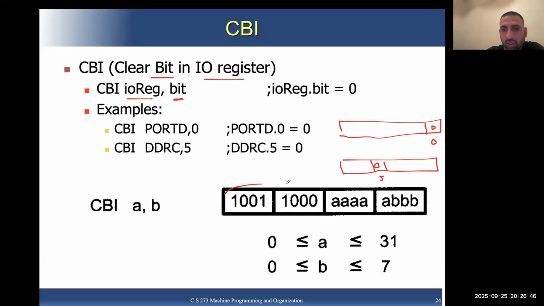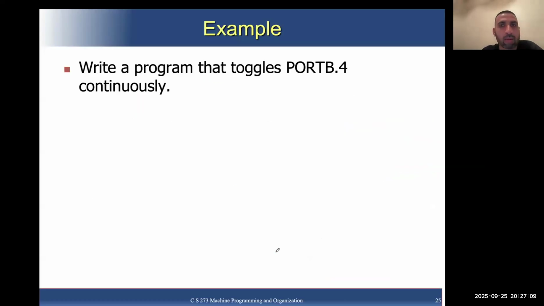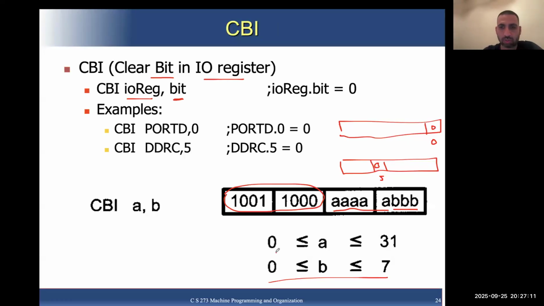And here you have this 8-bit opcode for the instruction. Again, the least significant 3 bits are used to specify the bit index, and the next 5 bits are used to specify the register name. Again, the register can be one of the lower 32 registers in the IO address space. Any questions?